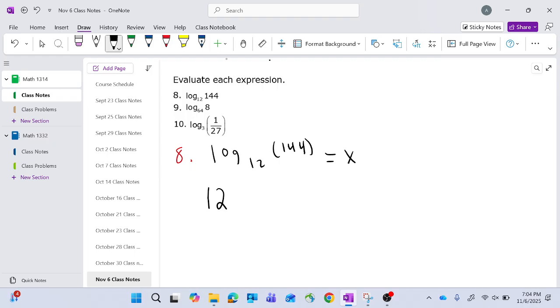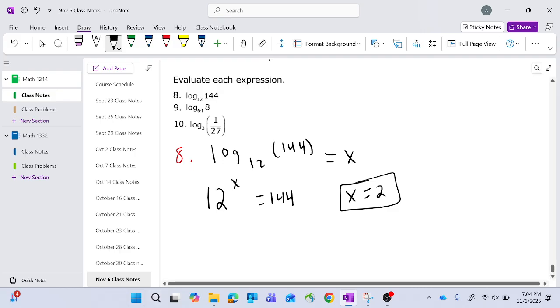So now I want to know, well, 12 to the x equals 144. What's x going to be? 2, right? 12 squared is 144. That's your answer. x is 2, so that means log base 12 of 144 is 2. So anytime I tell you evaluate a log, just set it equal to x, put it into an exponent, and solve from there. Make sense, guys?